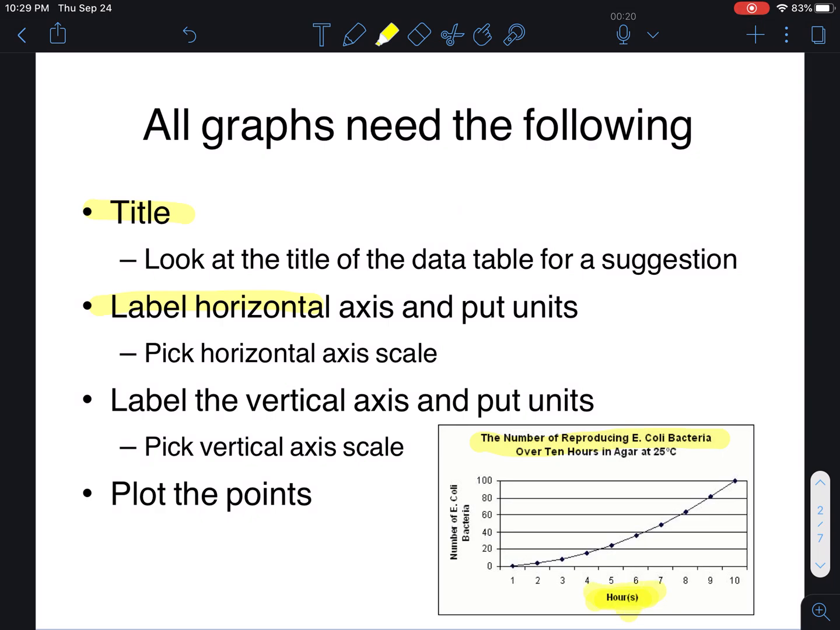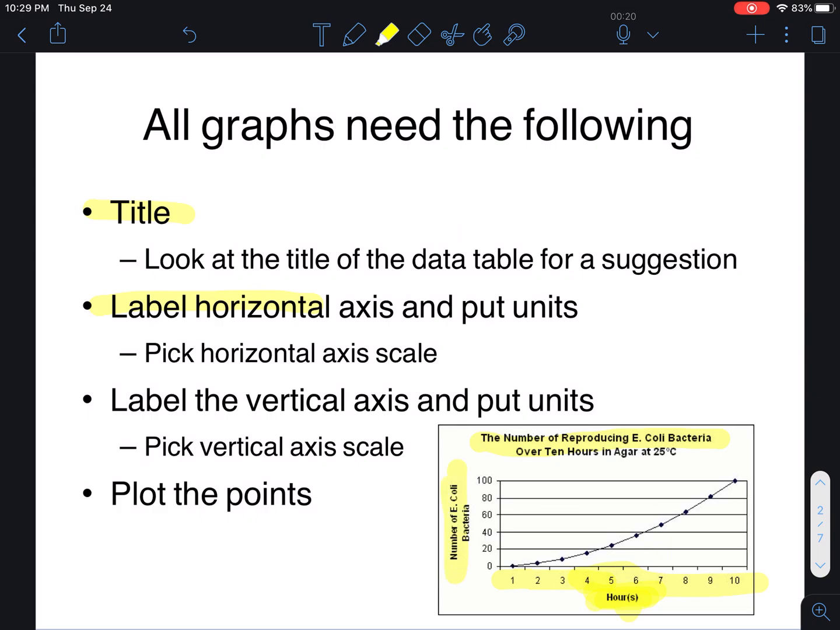And you're going to need to pick a scale that works well for your graph paper. In this case, you have a scale for the number of hours where each line represents 1 hour. So you have 1 through 10 hours, and each one of the lines represents 1 hour. You need to label your vertical axis. So this is your vertical, up and down.